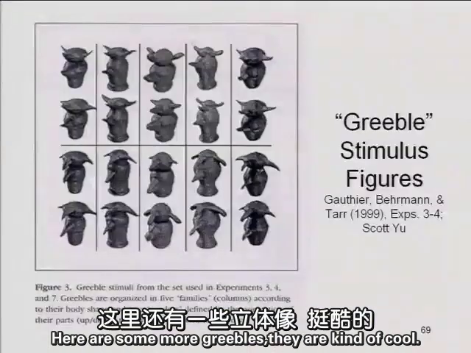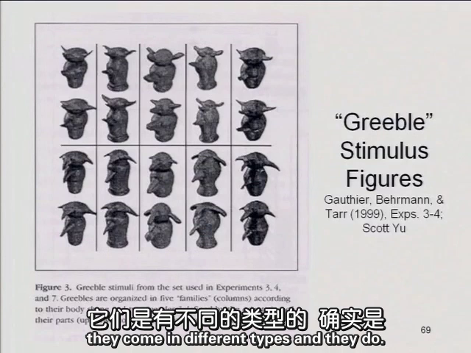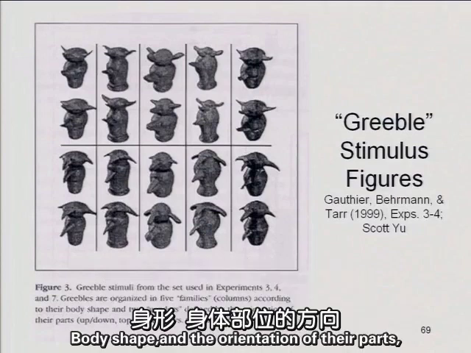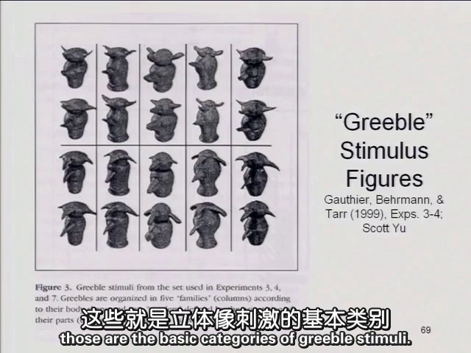Here's some more greebles. They're kind of cool, right? And you just kind of look at them, you get a sense that they come in different types, and they do. I'm not a greeble expert, so I can't tell you what they are. Body shape, and then the orientation of their parts, whether they go up or down, and all that. Those are the basic categories of greeble stimuli.